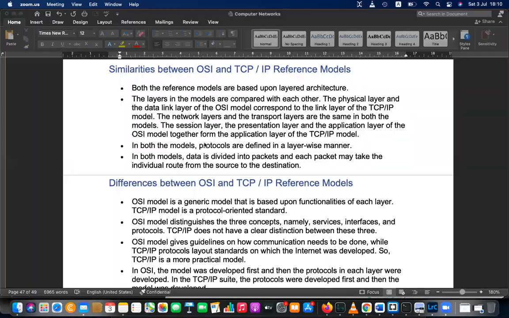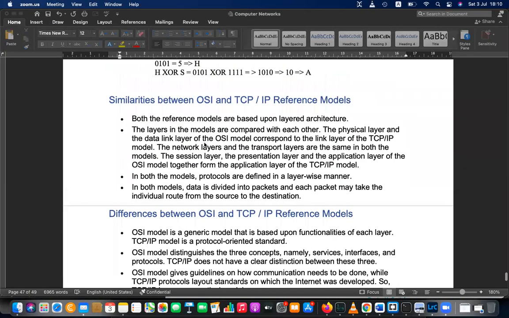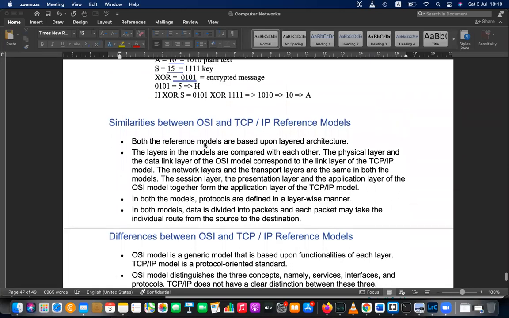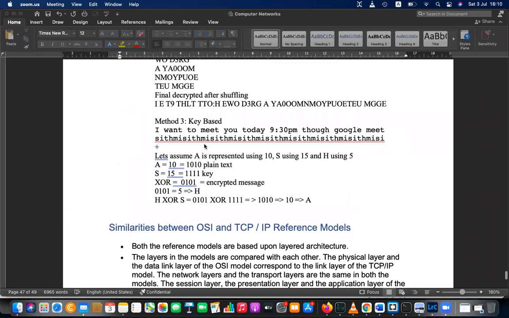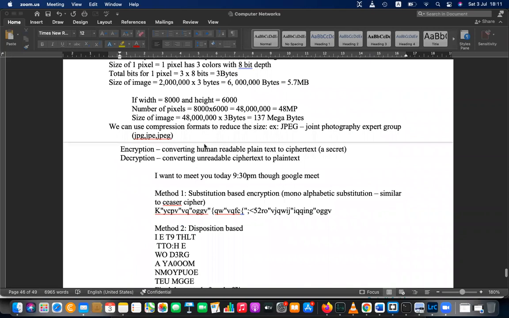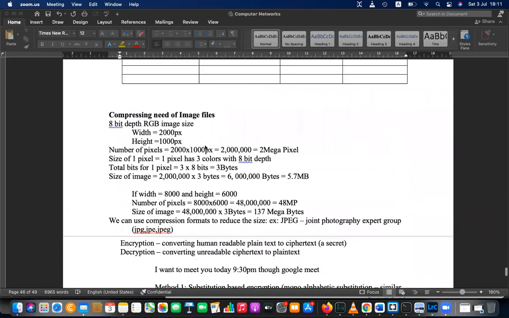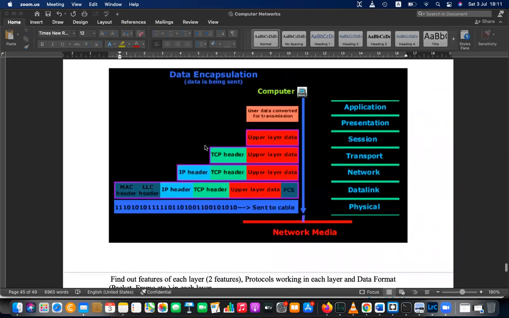Okay, so let's see the difference between these two models. The ISO OSI reference model and TCP/IP are both called reference models because you cannot physically see these properties in different layers. But in order to understand the concept, we divide it into multiple layers.